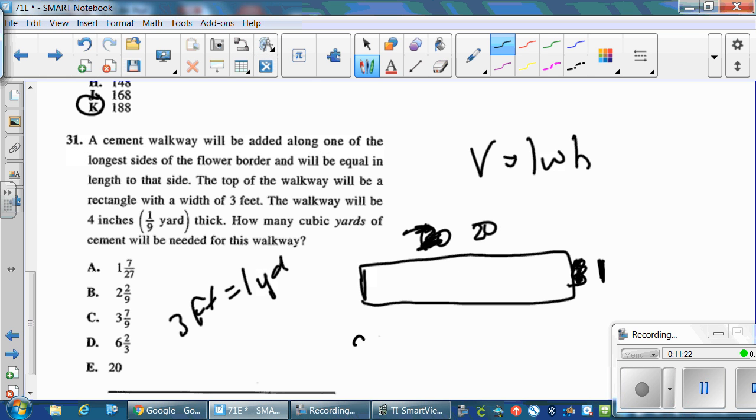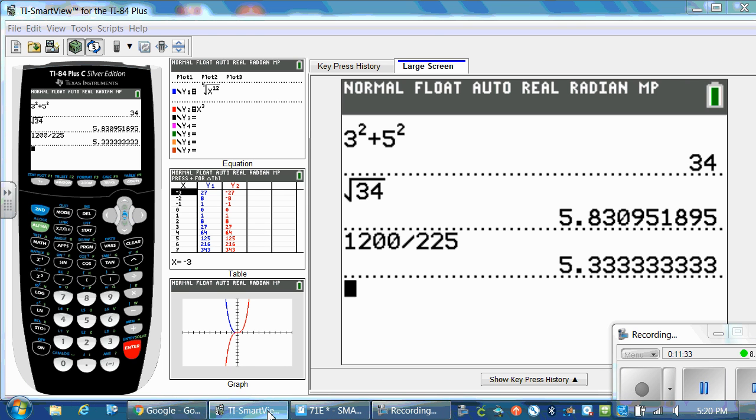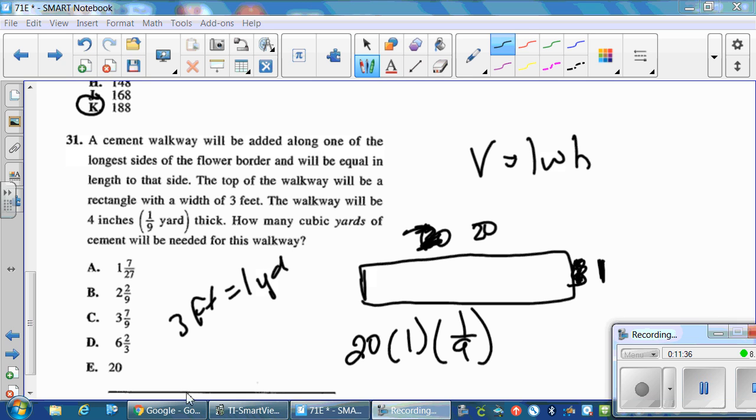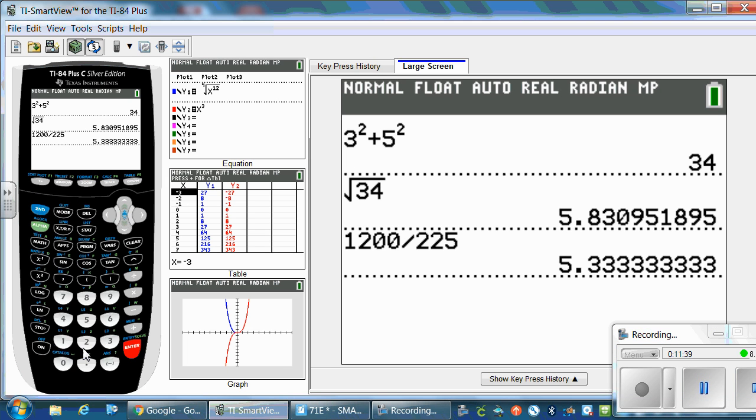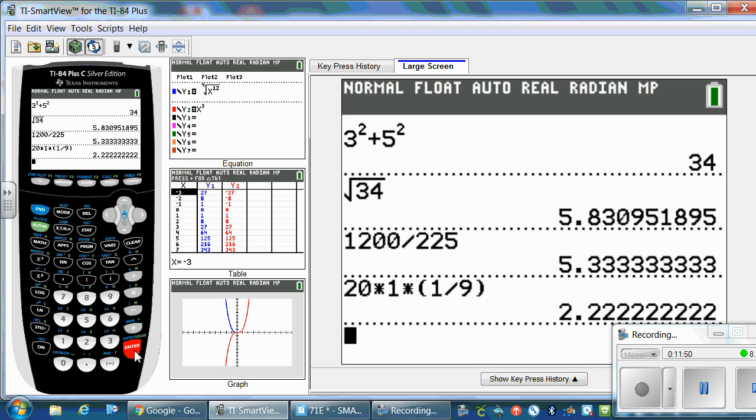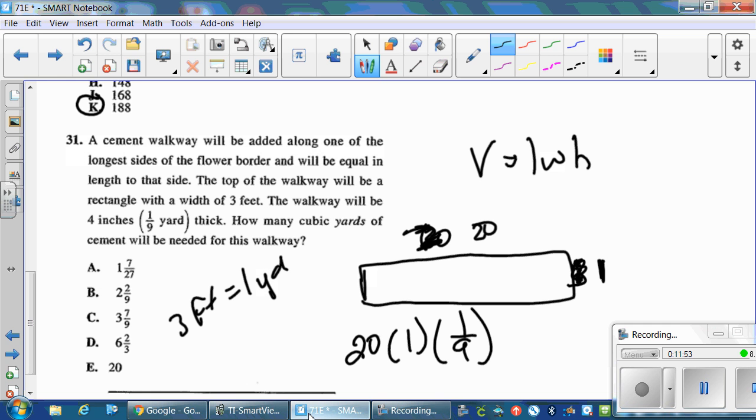So I'm going to do length times width times height, because it's 1/9 of a yard thick. So, let me look again at these numbers. 20 times 1 times 1/9, sorry. 20 is how many yards long, 1 yard wide, and then 1/9 of a yard thick, which is 2.222. So let's look at my choices over here, which will be 2 and 2/9. 0.222 is 2/9. That's my answer. All right, I'm going to stop right here and pick up with number 32 if I can in a minute.